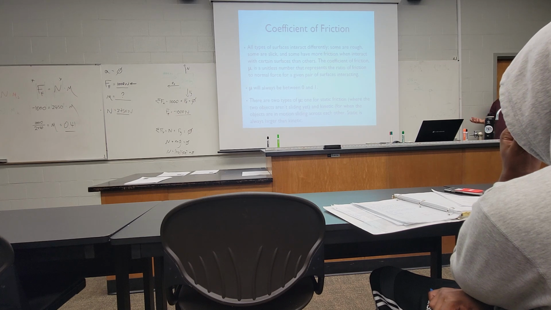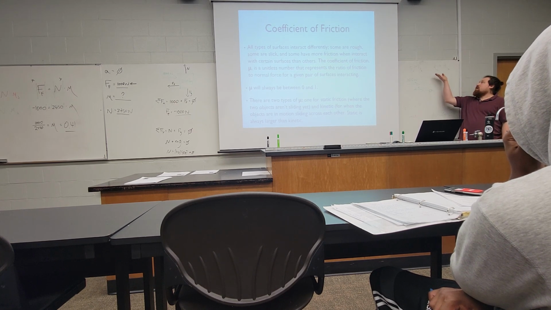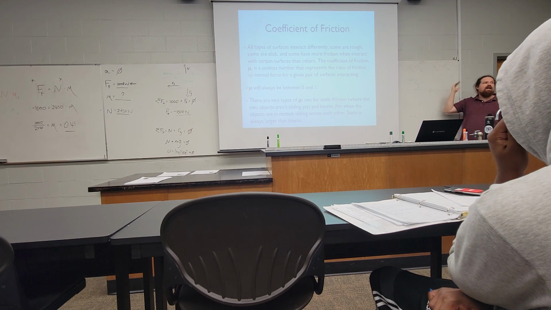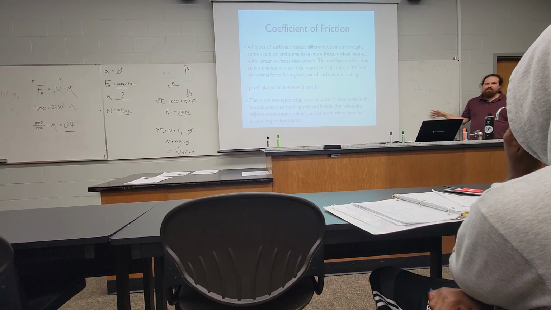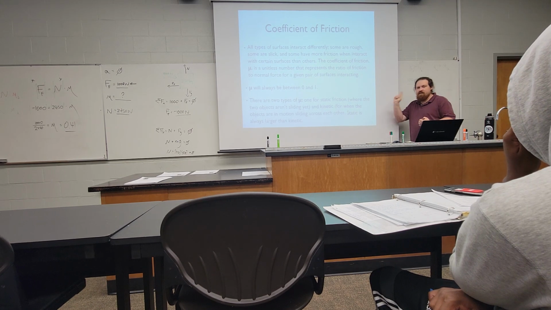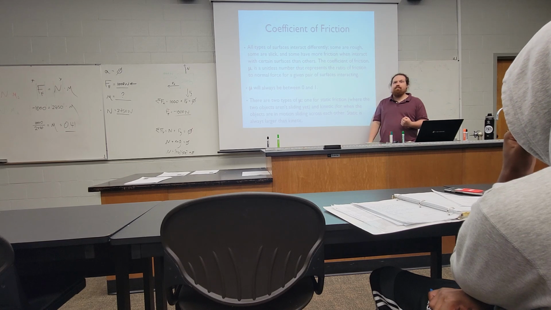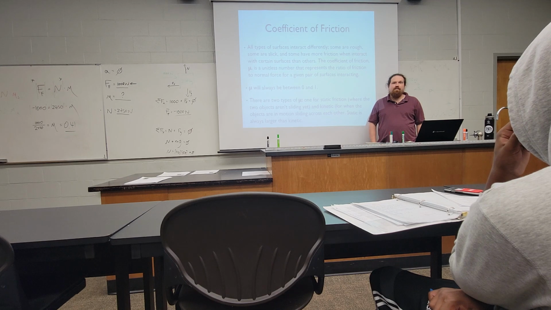So not only is it pointless to try to memorize mu's because there's infinitely many surfaces that interact, there's double infinitely many mu's because every surface interaction has one for static and one for kinetic. So again, you don't have to memorize any of them, but you may have to solve for 2 of them. And that's what lab will be about this week. The difference between them, how to find them, et cetera, et cetera. Questions so far?